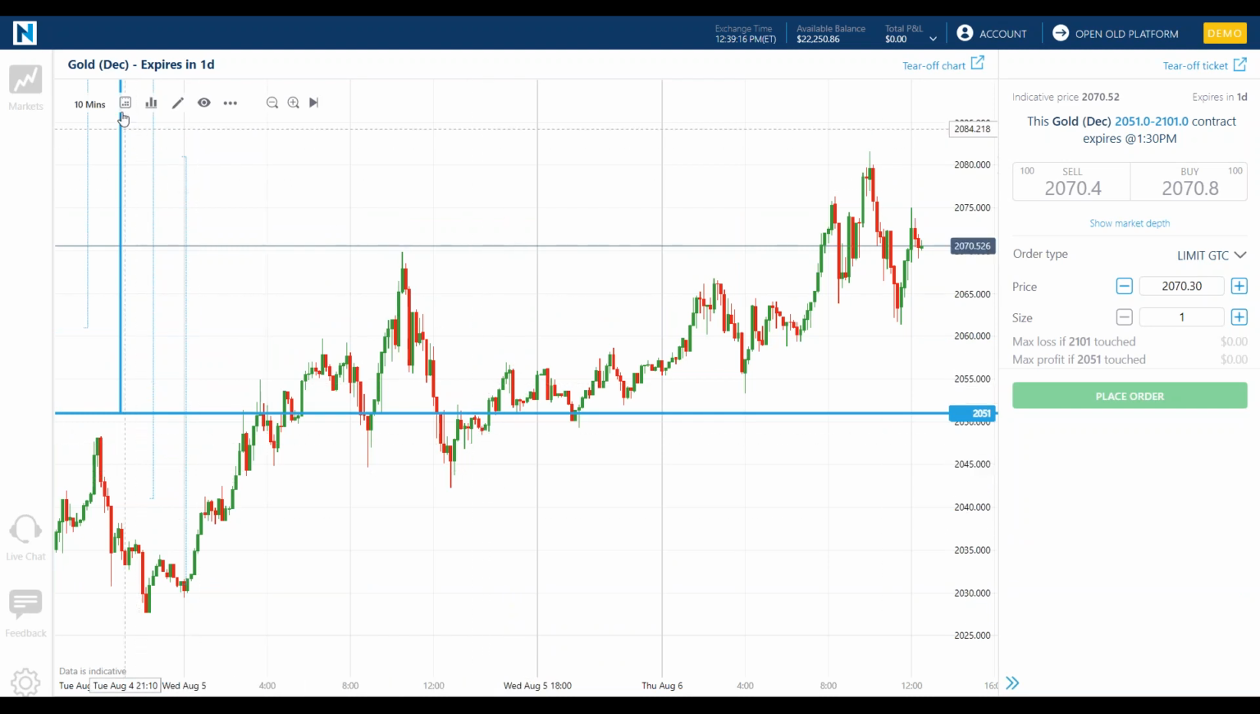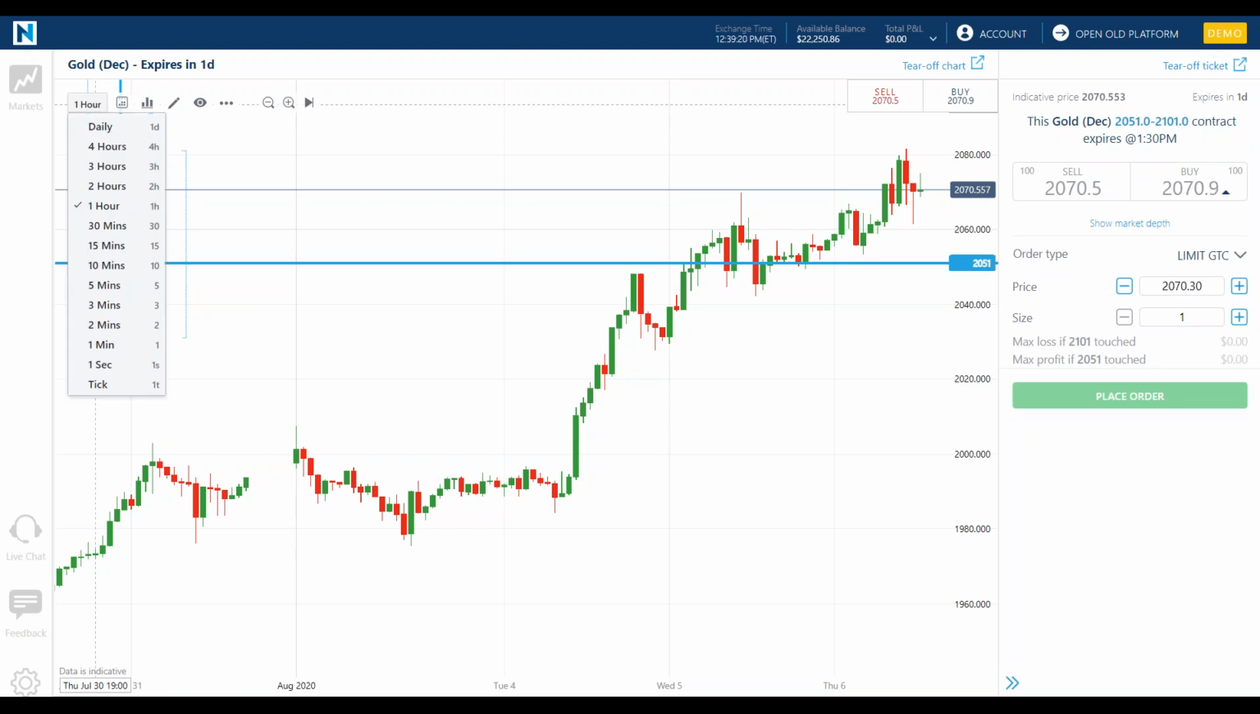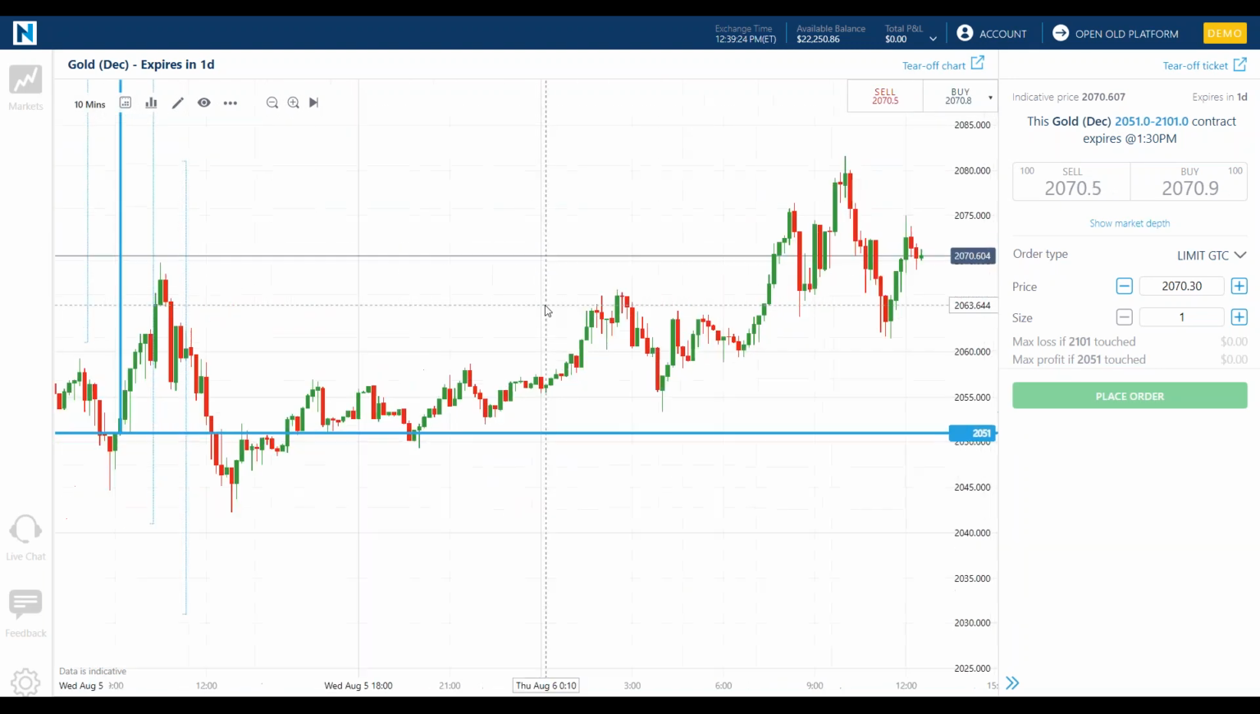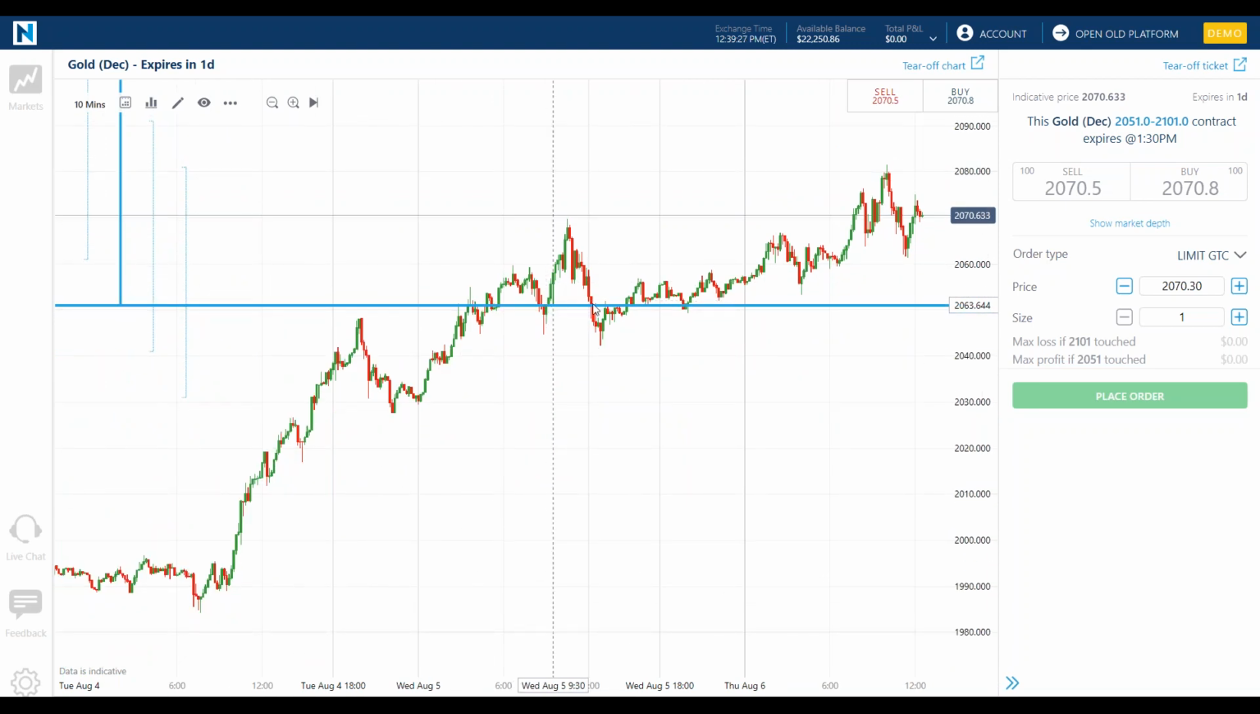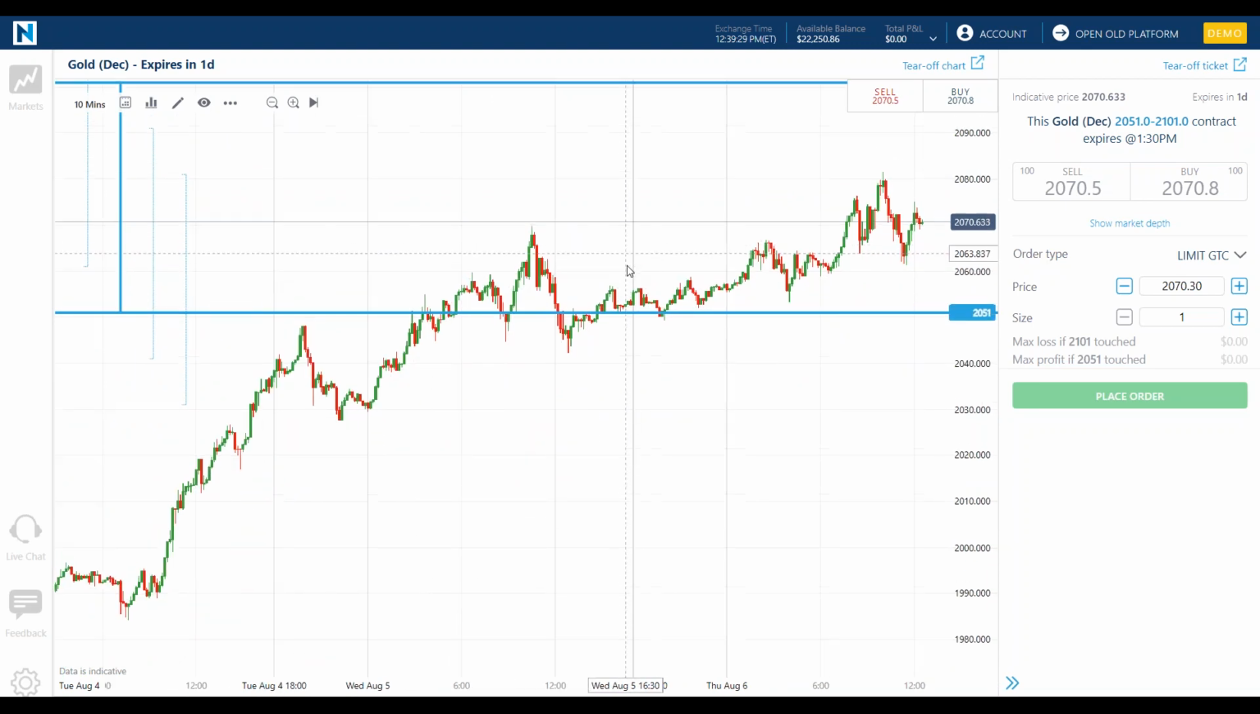Let's give ourselves a nice big chart. Let's look at a 1-week chart. That's great. Let's look at a 10-minute chart. Okay, I'm going to give us a little bit. Wow, look what gold has done over the last week.